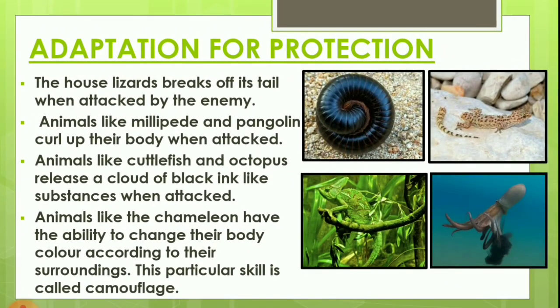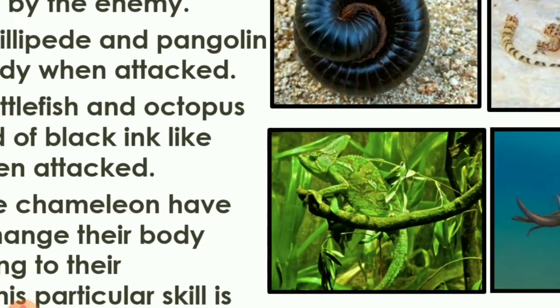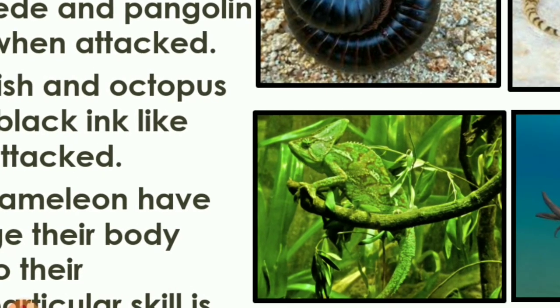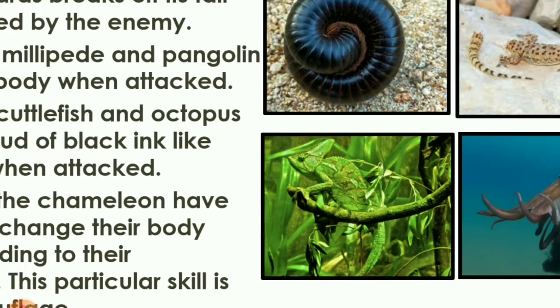Animals like the chameleon have the ability to change their body color according to their surrounding. This particular skill is called camouflage. और जो chameleon होता है, they change its body color according to the surrounding. जो भी surrounding का color होता है वो अपनी body का भी color उसके हिसाब से change कर लेता है, और this adaptation is known as the camouflage. जब वो body का color change कर लेते हैं, the enemy, जो भी उनका enemy होता है, it is difficult for them to identify the chameleon.